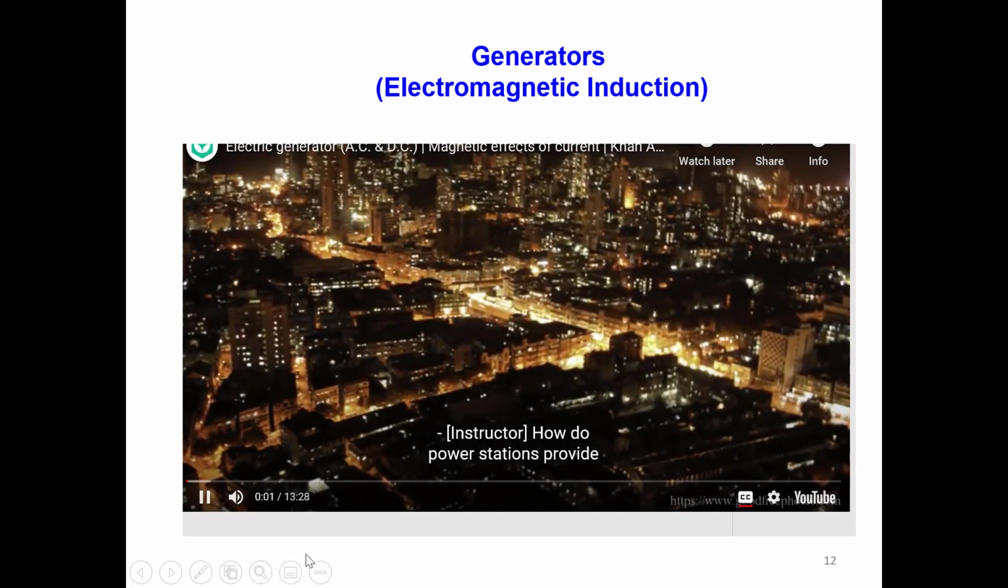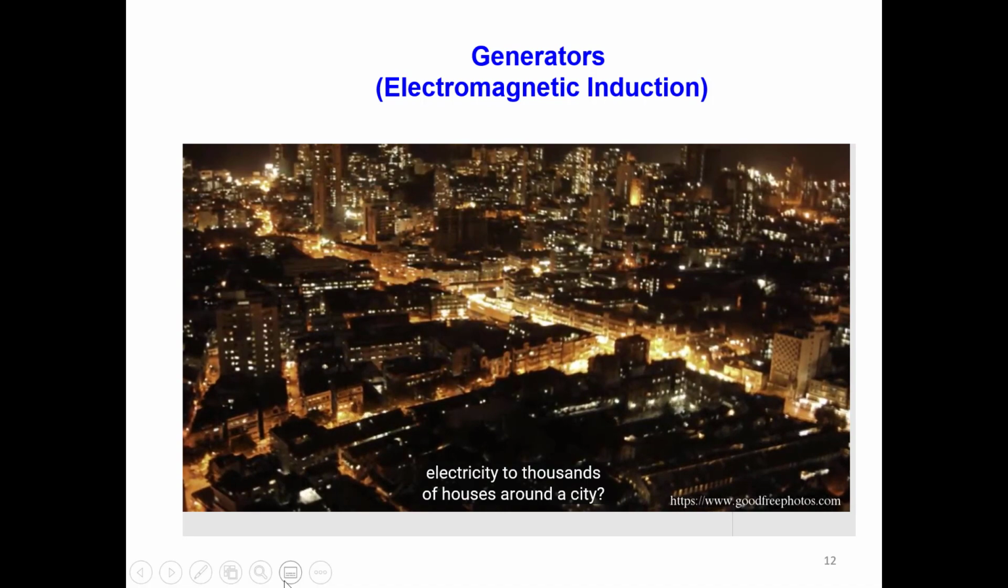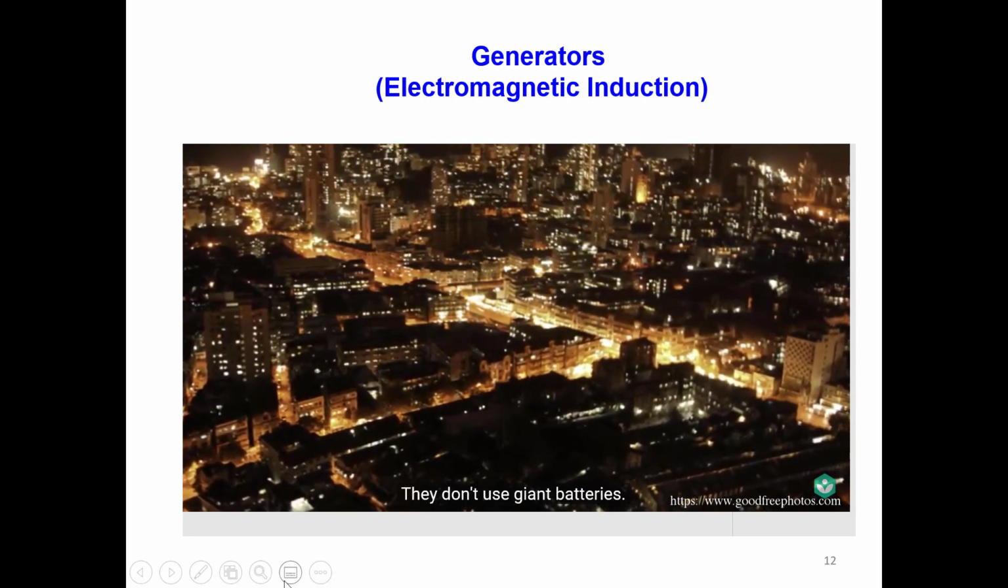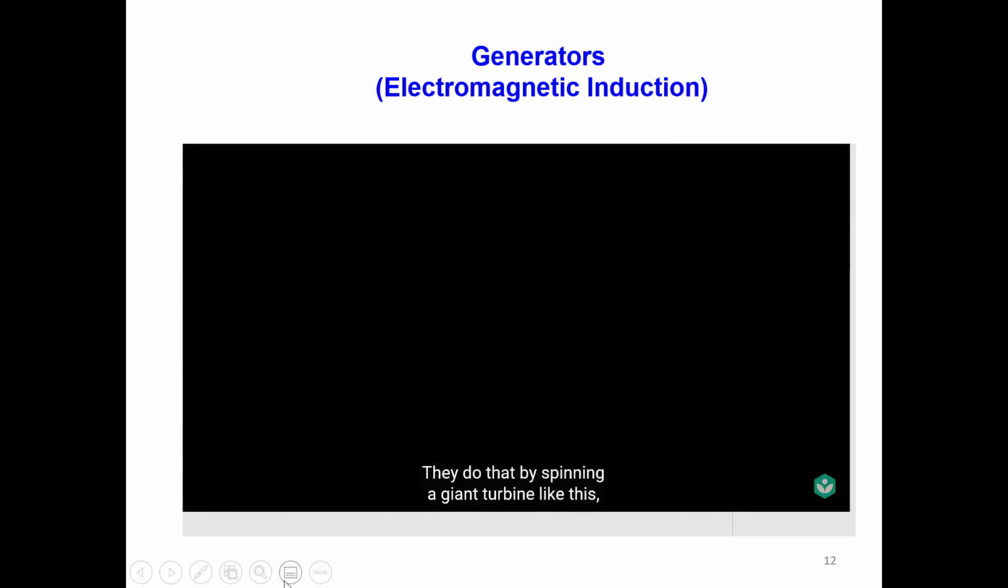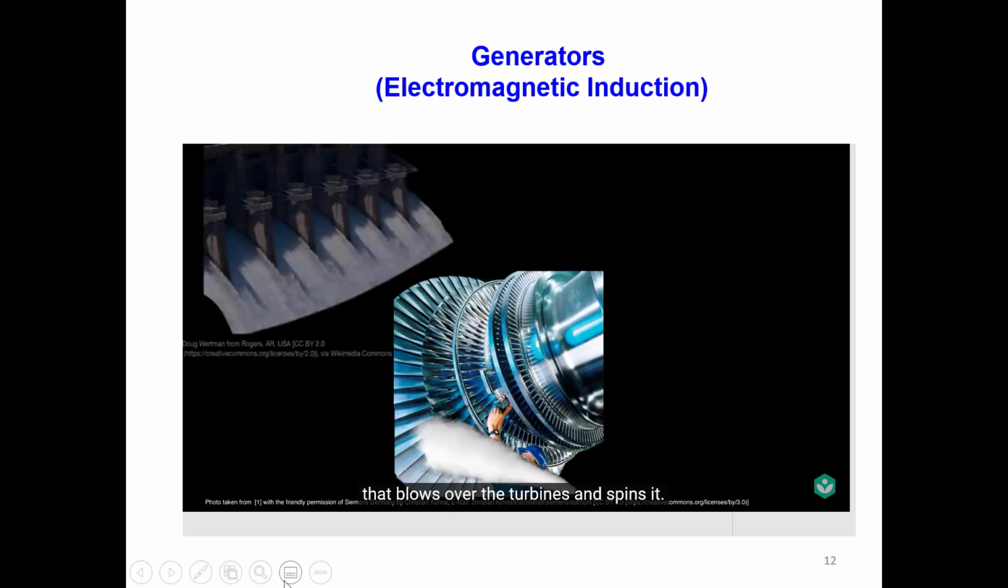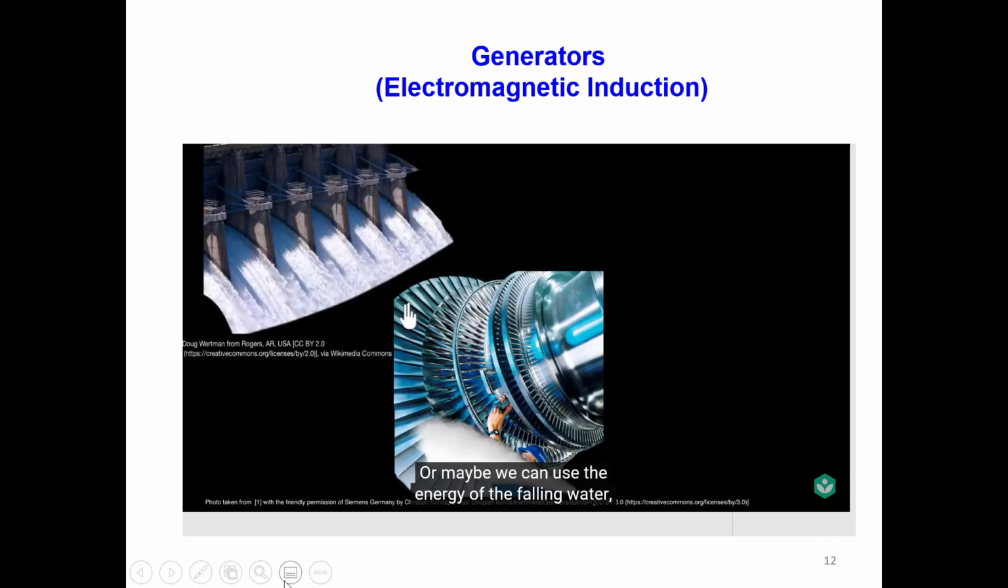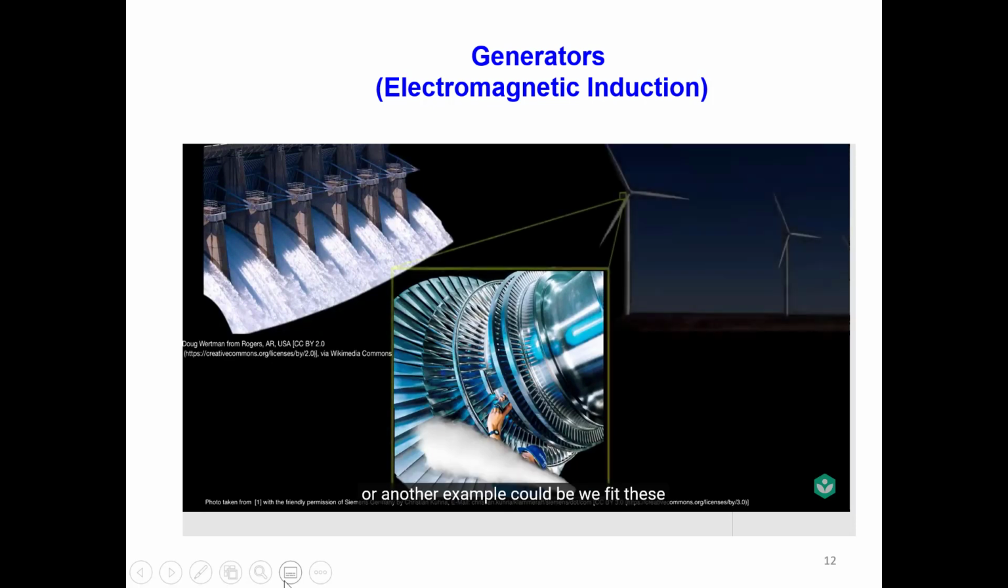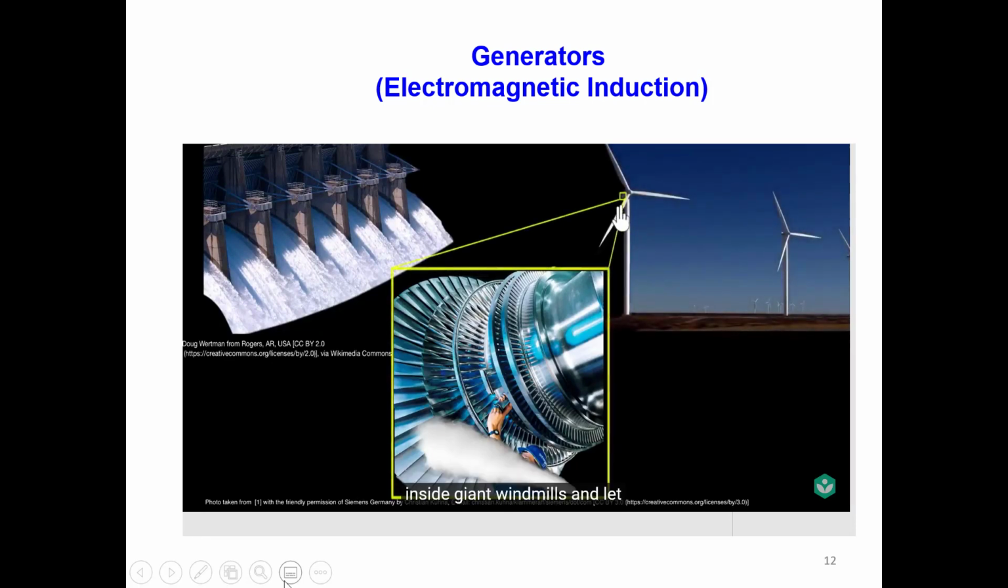How do power stations provide electricity to thousands of houses around a city? They don't use giant batteries. They do that by spinning a giant turbine like this. To spin such a turbine, some power stations use very hot steam that blows over the turbine and spins it. Or maybe we can use the energy of falling water. Or another example could be that we fit these inside giant windmills and let the wind do the work for us. Whichever way you choose, all we do is spin a giant turbine.